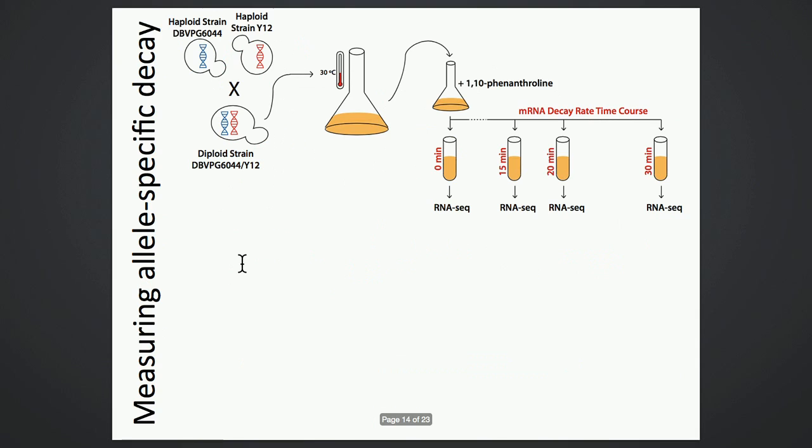So to measure allele-specific decay, we treated the cells with the drug 1,10-phenanthroline, which inhibits transcription, and then took samples of the cells right after drug addition, and then 15, 20, and 30 minutes after drug addition, and just asked what the ratio of the two alleles was.